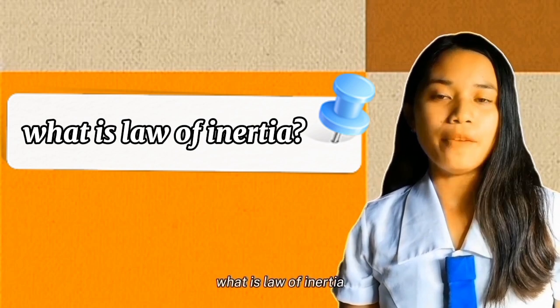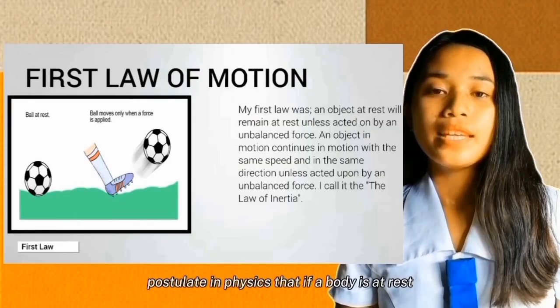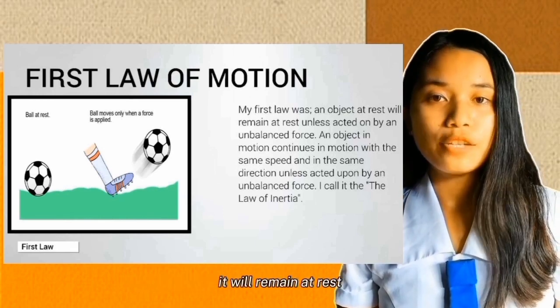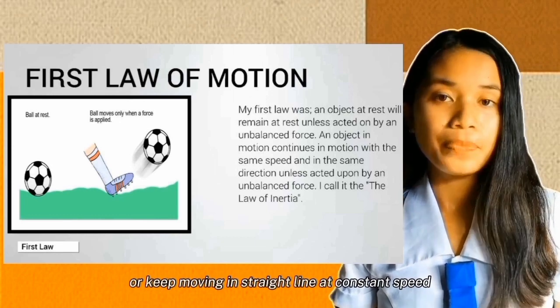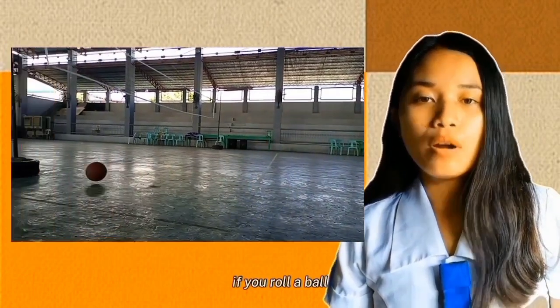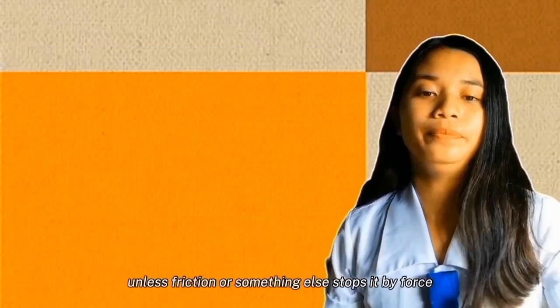What is the law of inertia? The law of inertia, also called Newton's first law, postulates in physics that if a body is at rest or moving at a constant speed in a straight line, it will remain at rest or keep moving in a straight line at constant speed unless it is acted upon by a force. For example, if you roll a ball, it will continue rolling unless friction or something else stops it by force.